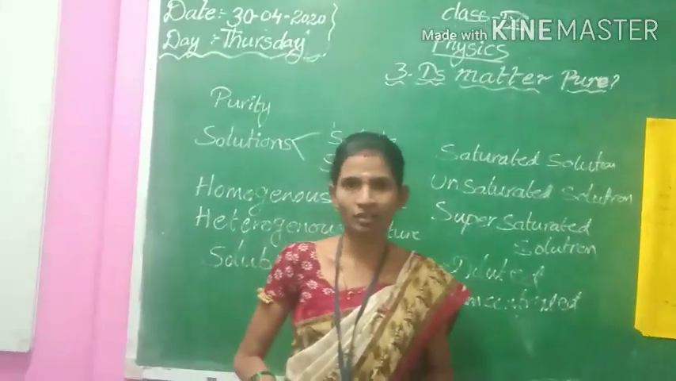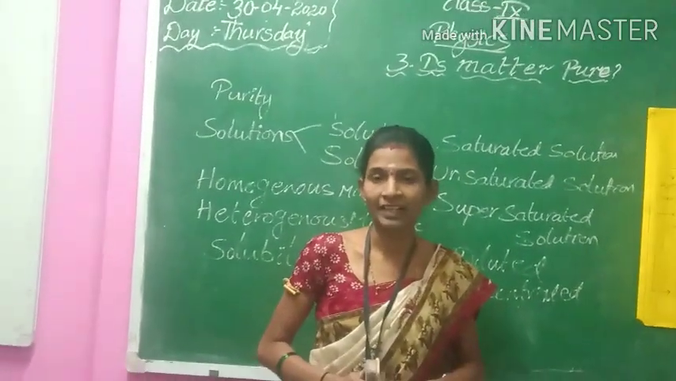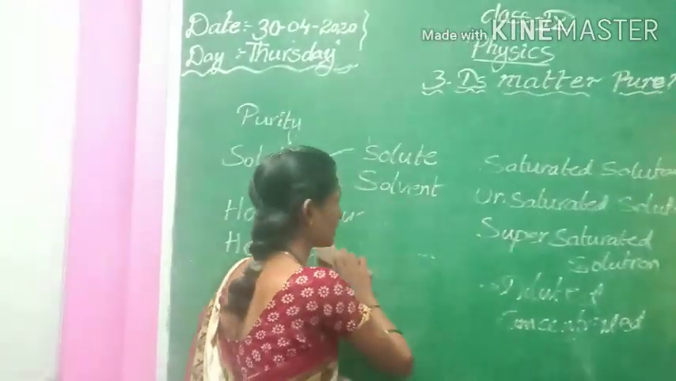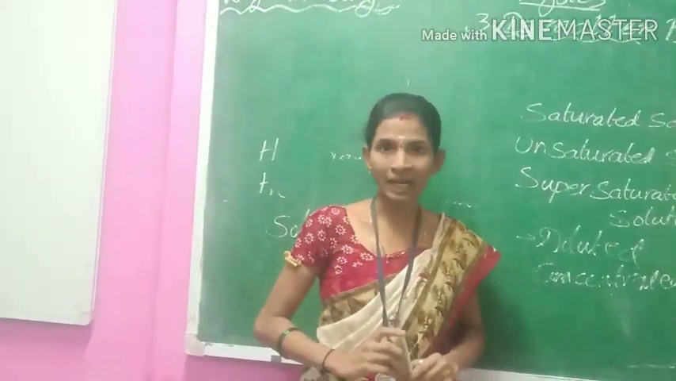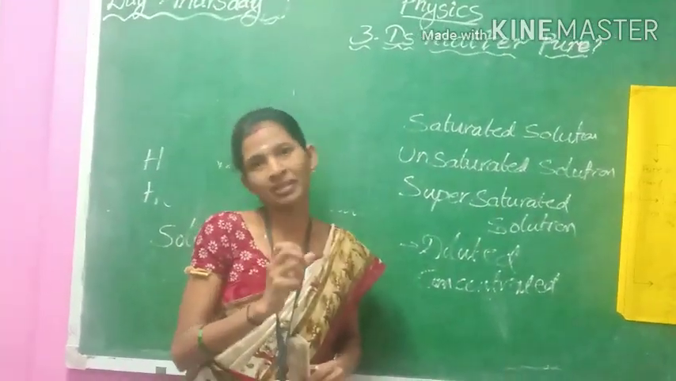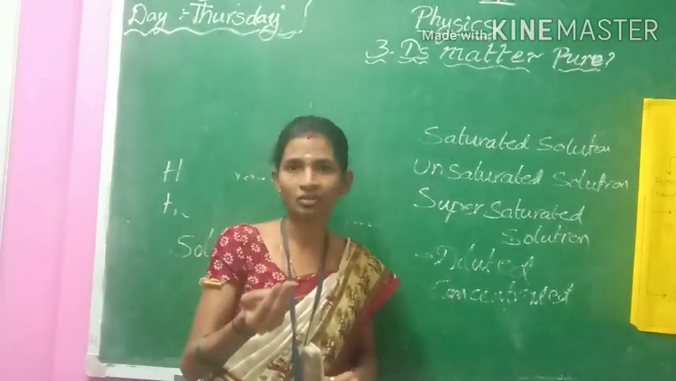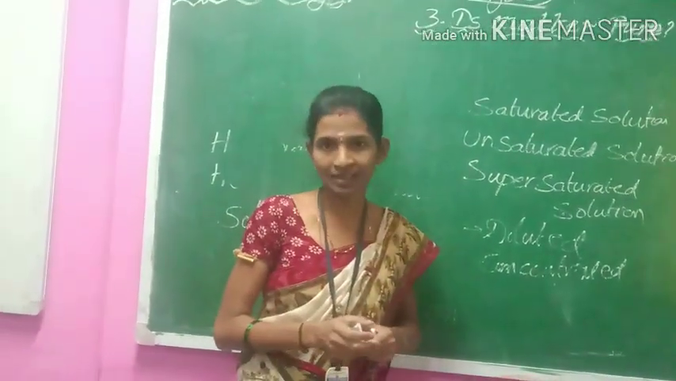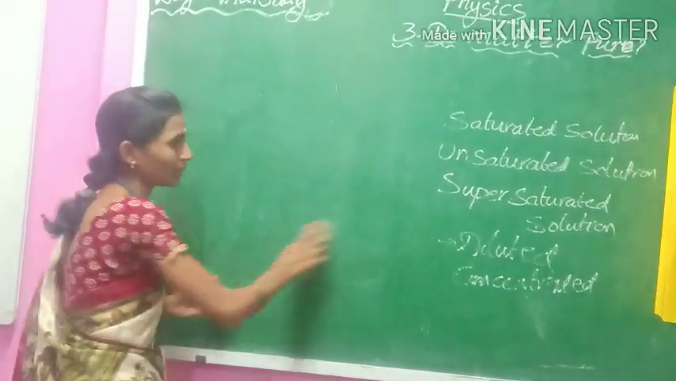Let us find out how we can find the concentration of the solution. There are two probable ways of finding the concentration of the solute present in the solution: mass by mass percentage and mass by volume percentage. In the name itself we can see mass by mass percentage: the quantity of solute present for the quantity of solution will give the mass by mass percentage.